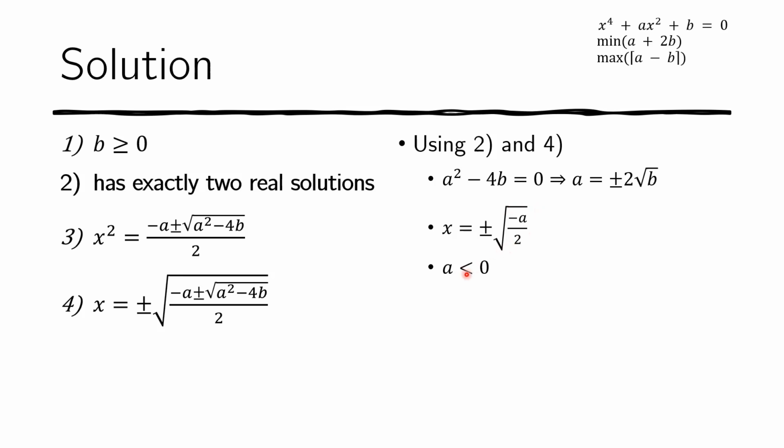But now that we know that a must be negative, we will also have a known value for a here. That means a must be the negative square root of b times 2, because we know that a is negative. And so the positive branch of this can now be ignored.